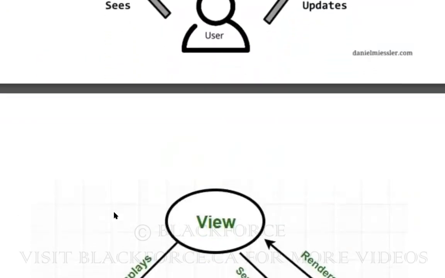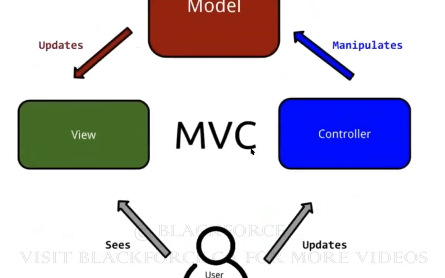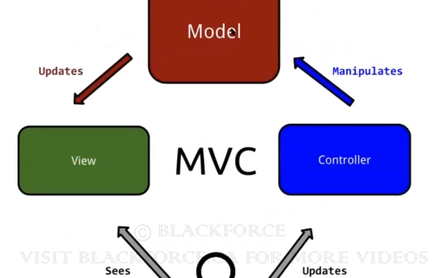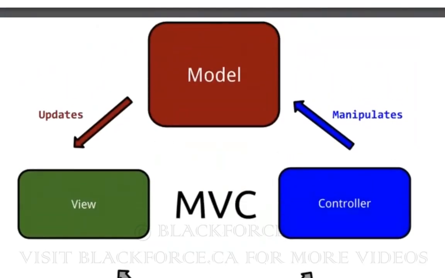If I go to the next diagram, you're going to see view sends requests to controller. Controller gets data from model and manipulates it. But in this one, they came back and drew another arrow and controller renders the view. It's almost the same thing here. Controller gets or manipulates data in the model and renders the view. So the controller always renders the view. The model doesn't render the view. So it's just how this diagram was illustrated.